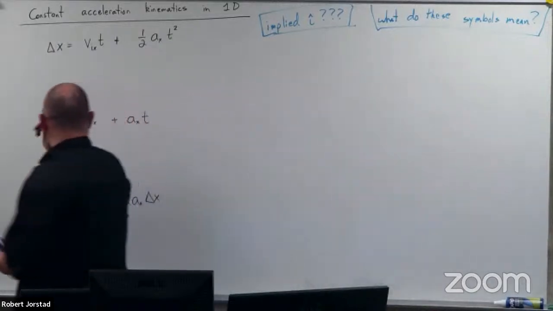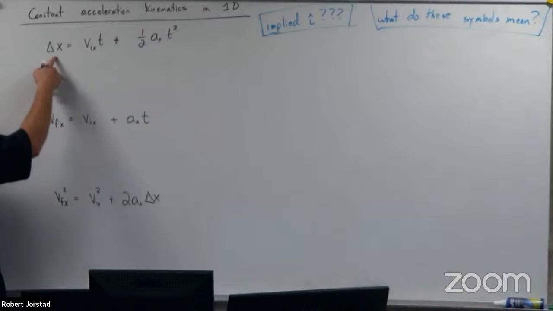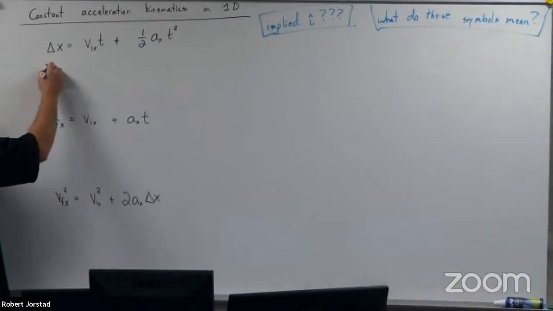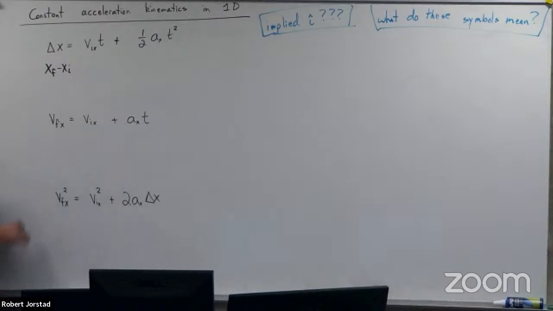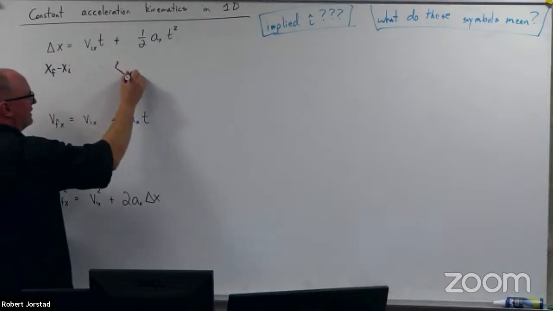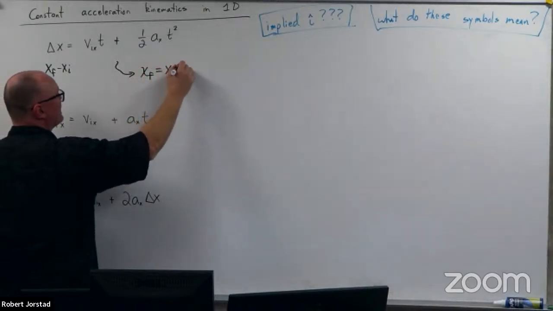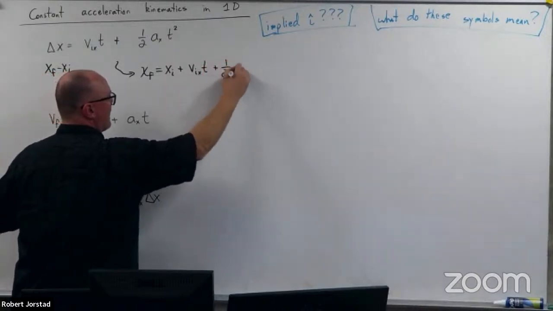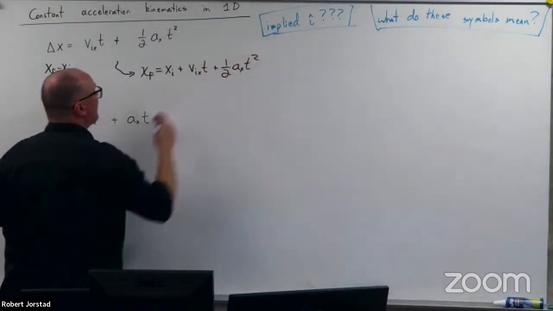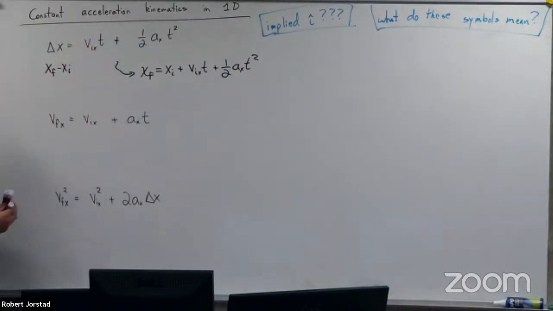To be clear, many instructors will oftentimes write these a different way. For example, delta x means x final minus x initial. But I'm going to rearrange this equation in a little bit. Some teachers will write this as x final equals x initial plus v initial x times time plus 1/2 a sub x t squared. These two equations are identical. It's just a matter of whether you use x final or x initial.